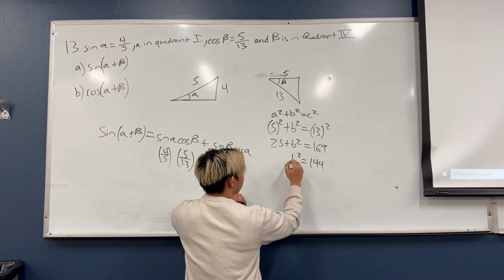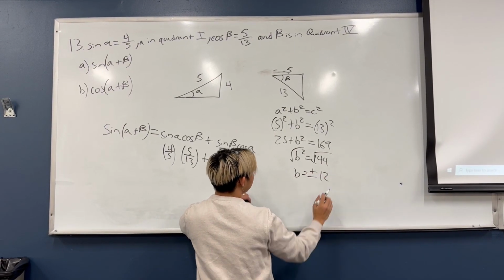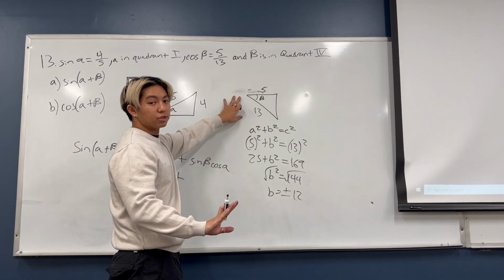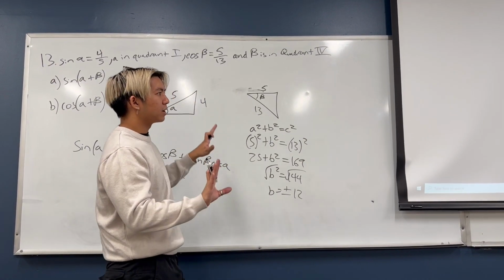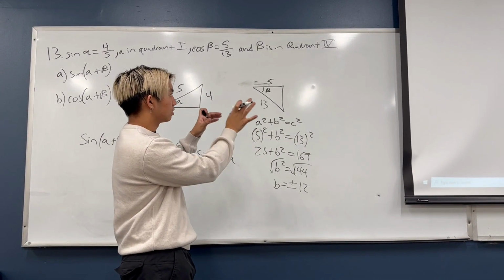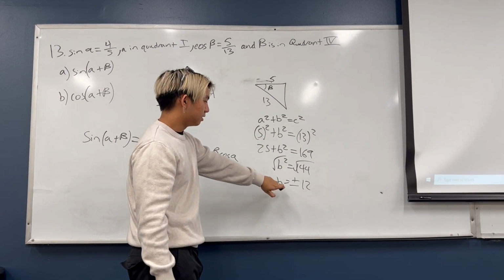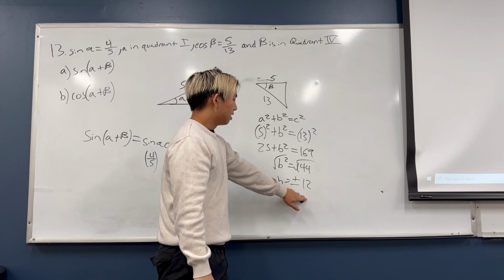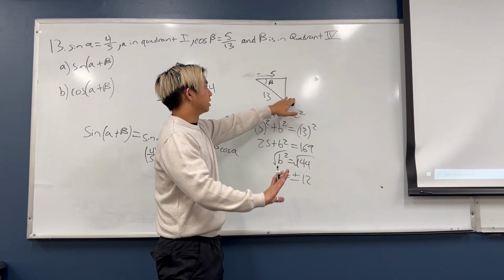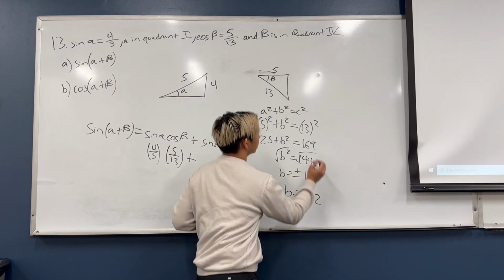So if I take the square root of both sides, I get b is equal to plus or minus 12. But now here's the most important part: where is this triangle located? In quadrant 4. And what do we know about quadrant 4? Cosine in quadrant 4 is positive, but sine is negative. We have b equal to plus or minus 12, but we know the sine value, or the y value, is negative. So this has to be negative, and b is equal to negative 12.